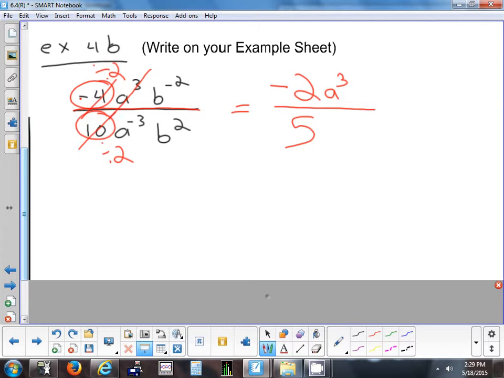Spencer, b to the negative 2. Leave it or move it? Move it. Why? Because the exponent's negative, right? So b to the 2 on the bottom. All right? That's taken care of.